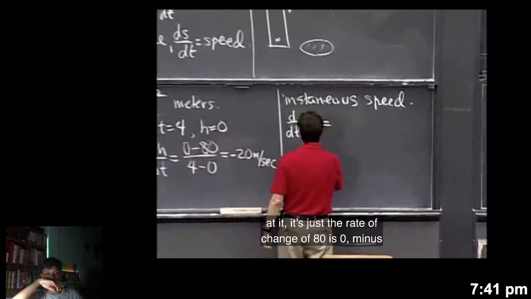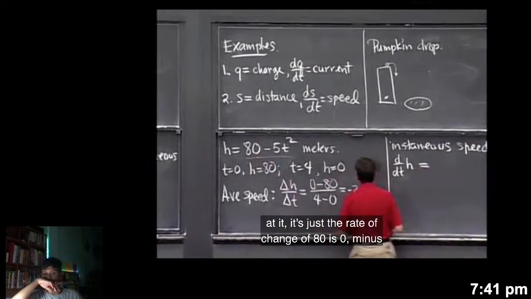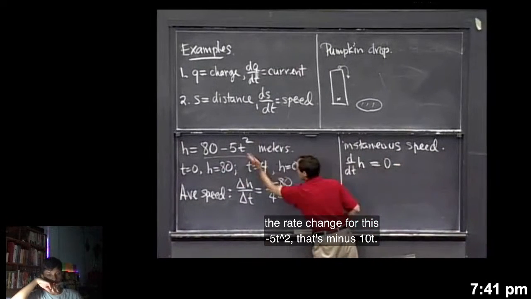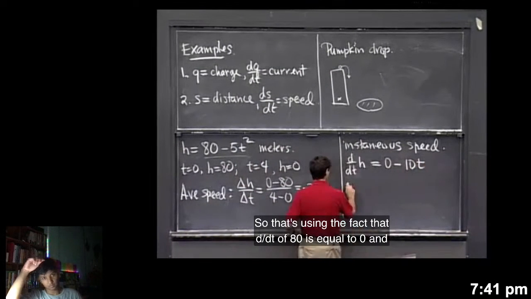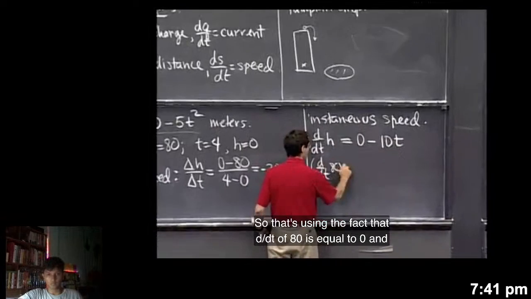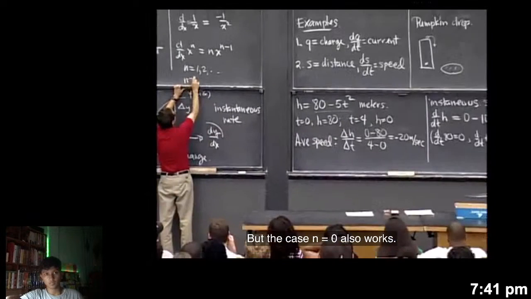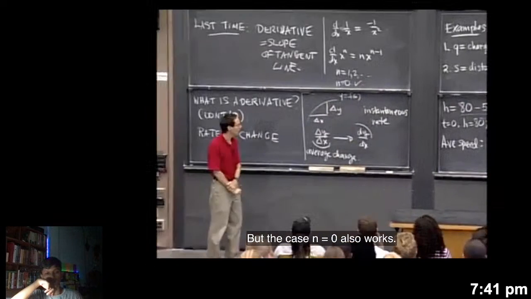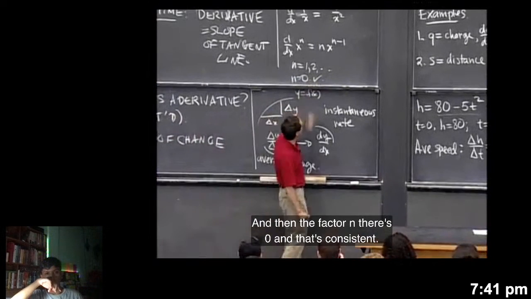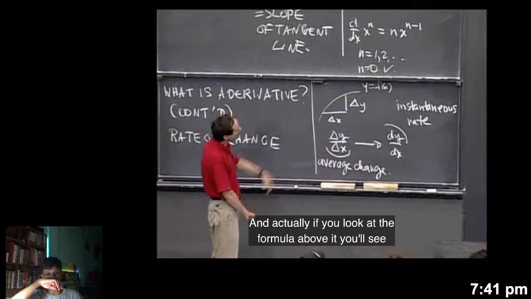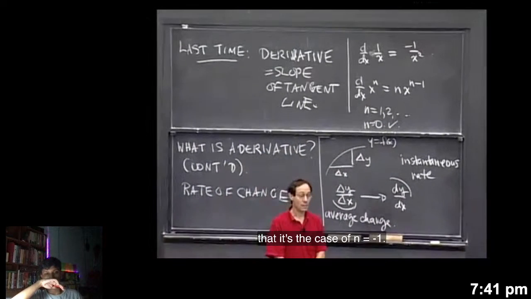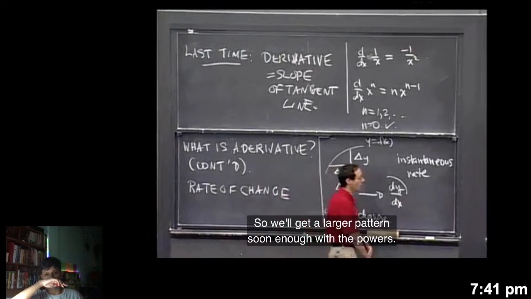If you take a look at it, the rate of change of 80 is 0, minus the rate of change for this minus 5t squared, that's minus 10t. All right? So that's using the fact that d by dt of 80 is equal to 0. The case n equals 0 also works, because that's constant, the derivative of a constant is 0, and the factor n there is 0, and that's consistent. And actually, if you look at the formula above it, you'll see that it's the case n equals minus 1. So we'll get a larger pattern soon enough with the powers.